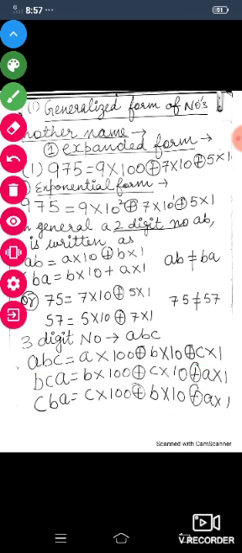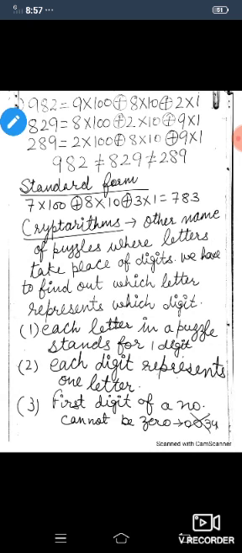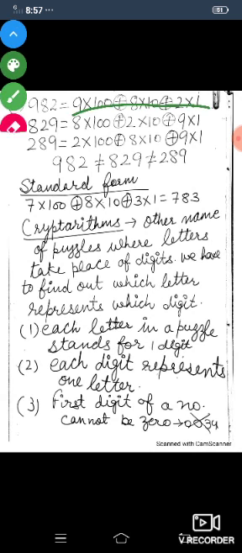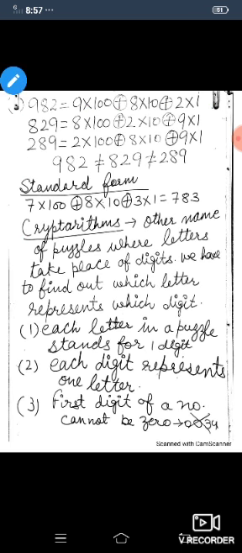I know it's a little difficult to understand. So, let us understand it by numbers. Let us take a number 982 and write it in expanded form. It can be written as 9 into 100 plus 8 into 10 plus 2 into 1.